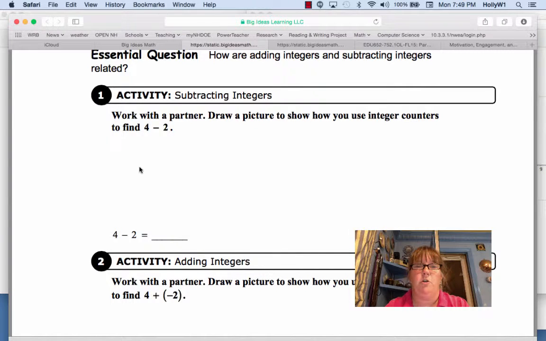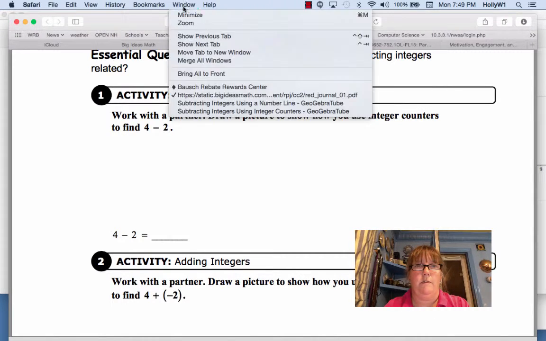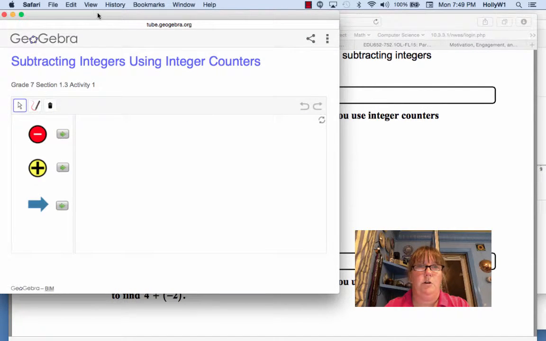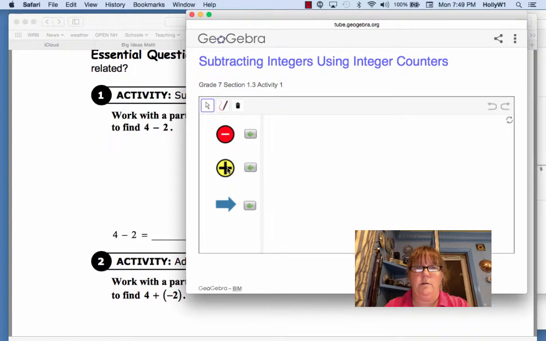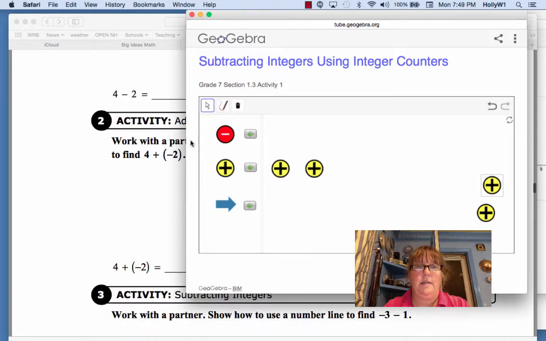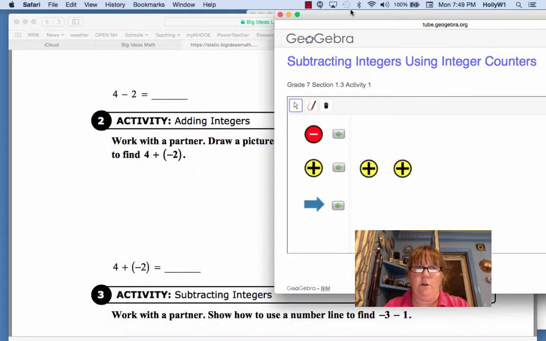It says work with a partner and draw a picture to show how you use integer counters to find 4 minus 2. So we start off with 4 positive counters: 1, 2, 3, 4. If you have 4 integer counters and you subtract 2 from them, so you take 2 away, you end up with 2 counters. So 4 minus 2 is equal to 2. That seems pretty straightforward. You've been doing that for a very, very long time.